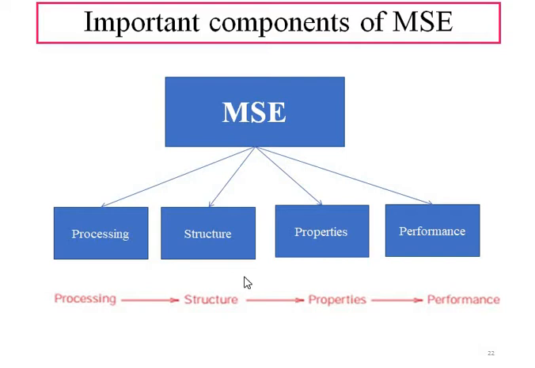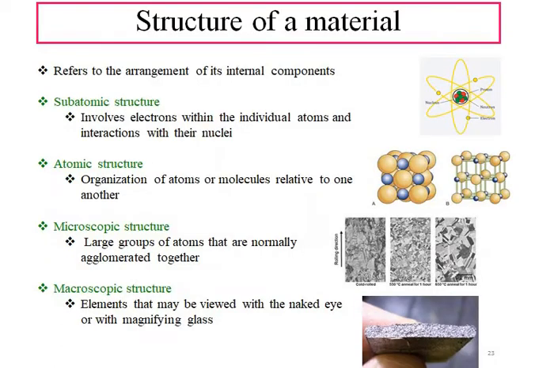Some major questions that you can find are like: explain the structure property relationship of a particular component or particular element, or something like that will be asked. And now let's see one by one. We will begin with the structural component. Okay, so structure refers to the arrangement of the internal components or the internal matter of a particular material.